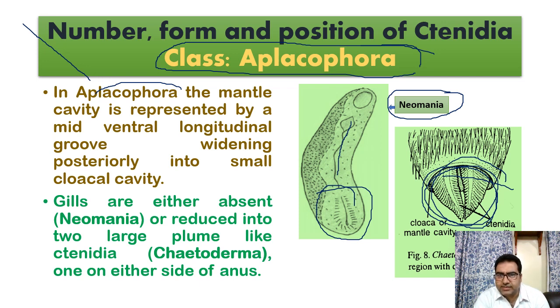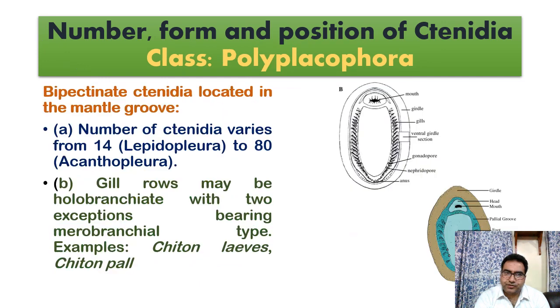So it is in the case of Chaetoderma. So these are the examples of the Aplacophora, that is Neomenia and Chaetoderma. Either the gills are absent, as in the case of Neomenia, or they may be large plume-like, as in the case of Chaetoderma.